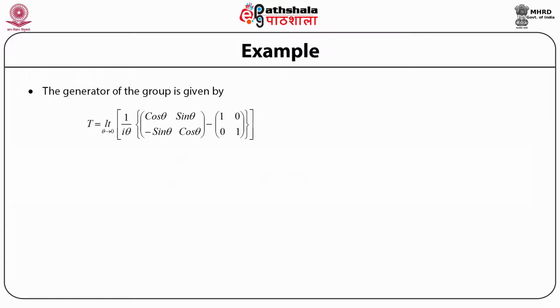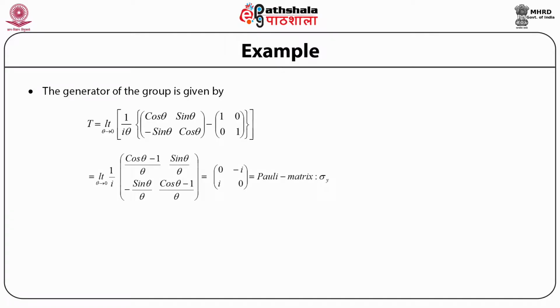If you take the limit of this, it becomes a 2 by 2 matrix with the entries 0, minus i in the first row and i, 0 in the second row, which you remember from your quantum mechanics class is the familiar Pauli matrix sigma 2, or sigma y.